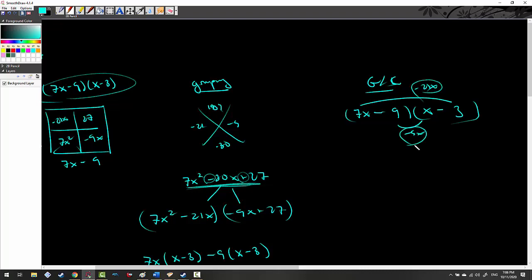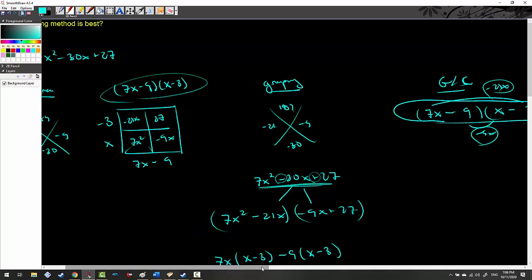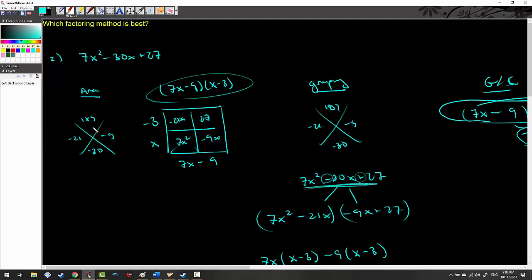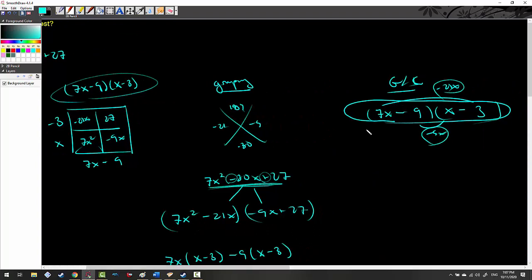These dudes definitely combine out to become negative 30, and we're good as blue. So, in terms of this one, my bias is towards guessing and checking, partly because 189 is a pretty large number. I don't know if, in the middle of a timed test, I could really think, oh my gosh, two numbers that multiply to positive 189 and add to negative 30. I don't know if I could do that. And so guessing and checking allows me to just break apart the 7x and the x.